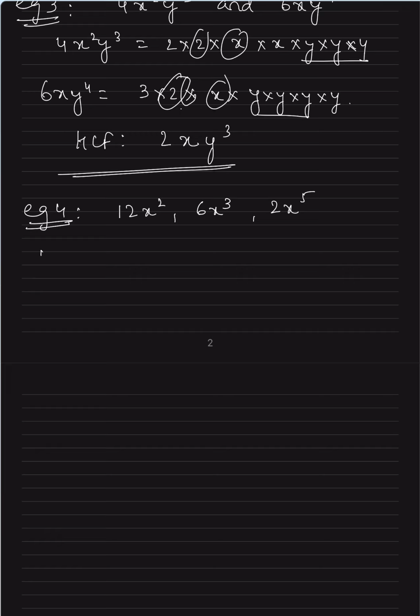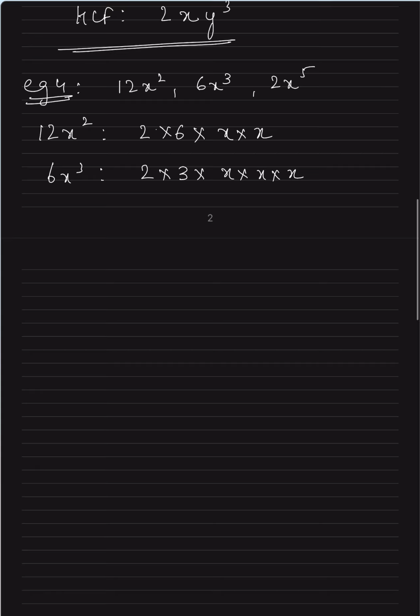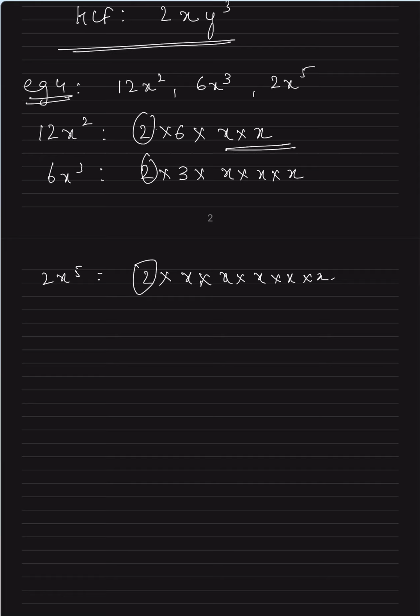See, I can write it like this also in the prime factor form. 12x square is 2 into 6 into x into x. Correct? Now 6x cube, I will write 2 into 3 into x into x into x. Then I will write 2x raised to 5, that is 2 into x into x into x into x into x. What is common? 2, 2 and 2. And which is the least power? Square. Only 2x square, which is common in every term.